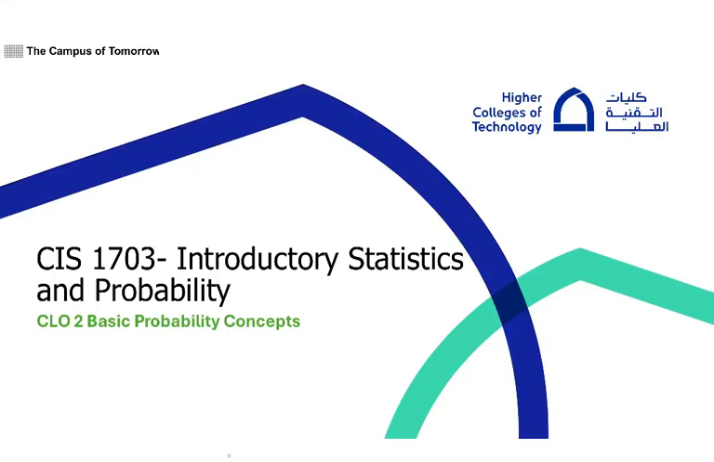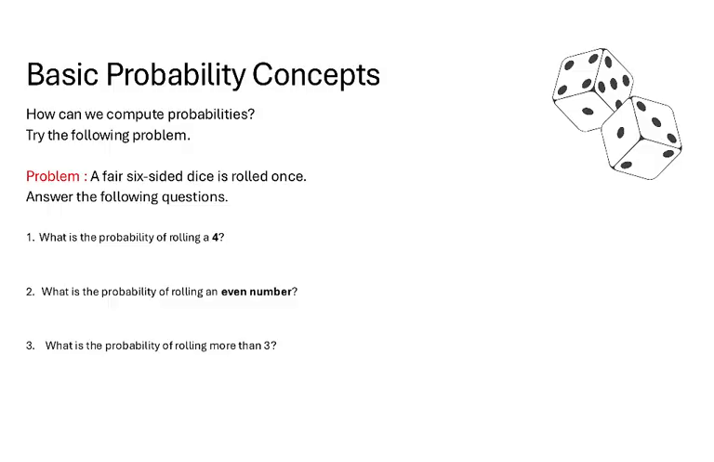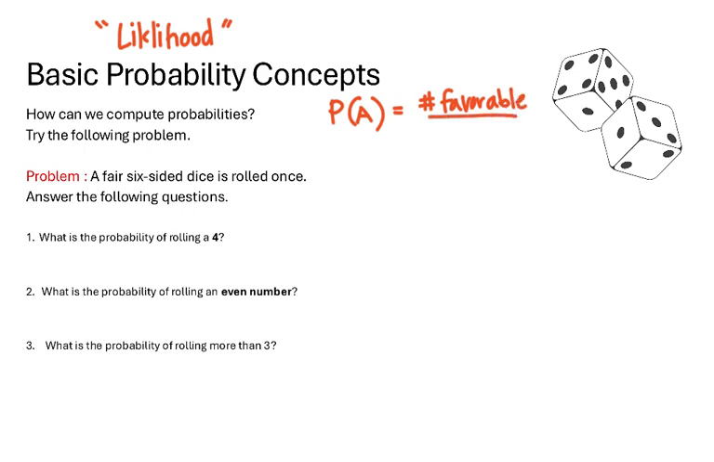Okay, in this video we're going to talk about some basic probability concepts. You can think of the word probability as another way of saying what's the likelihood an event will happen. So if we were going to make a formula, we'd say the probability of some event A happening, that is the number of favorable outcomes, meaning the number of times that thing that you want actually could happen, divided by the total number of possible outcomes.